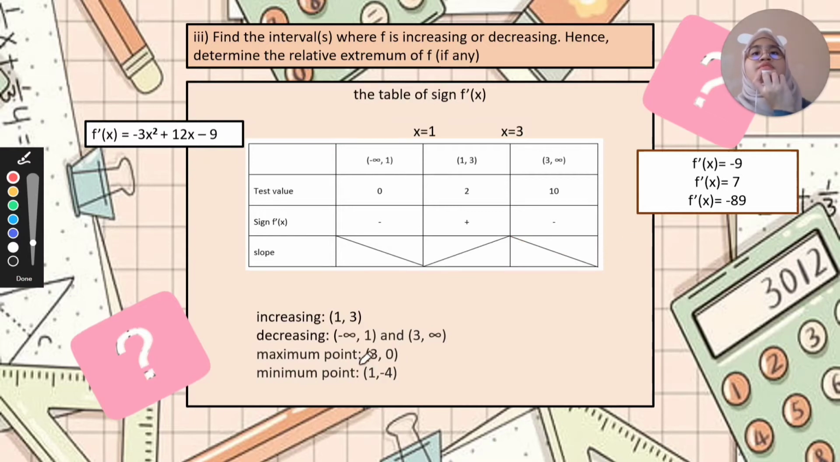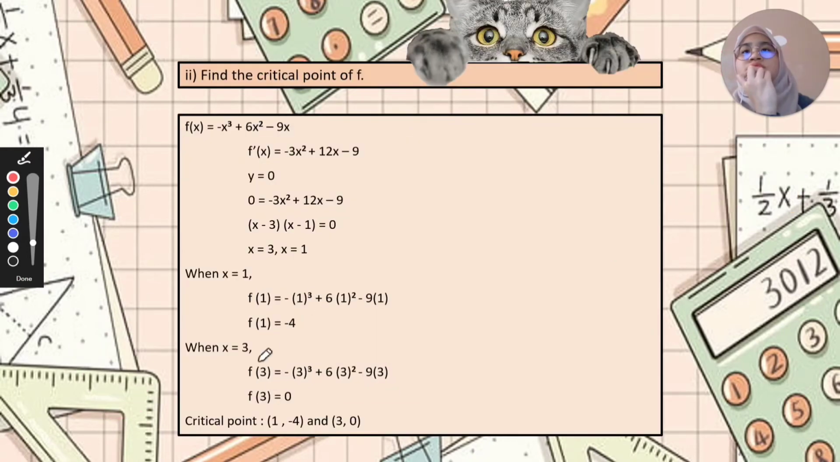So from this slope here, I will get the maximum point and the minimum point. The point here is the minimum point because it is the lowest point here. Same goes for this one. This one is the maximum point because it is the highest point. So the minimum point is 1, negative 4, and the maximum point is 3, 0. I got the answer from the previous, from this. This one is minimum and this one is the maximum point.